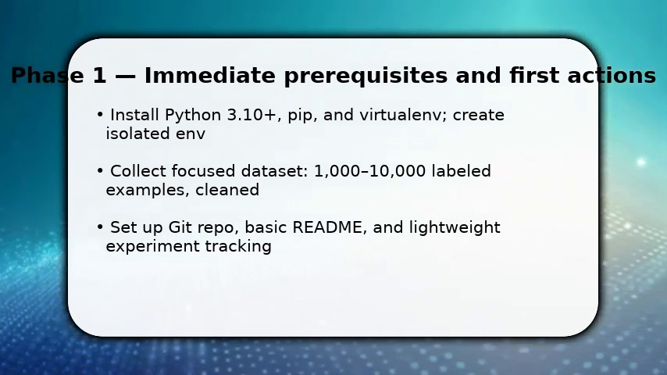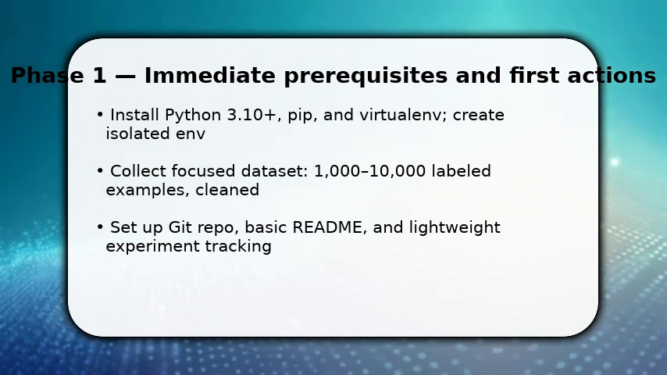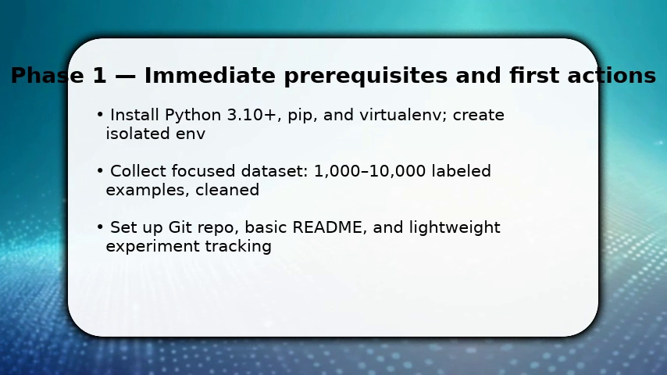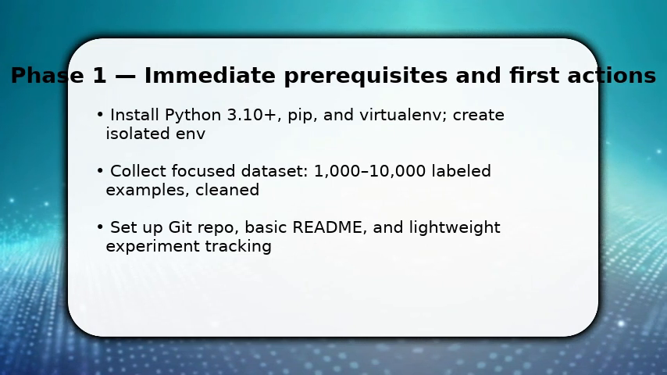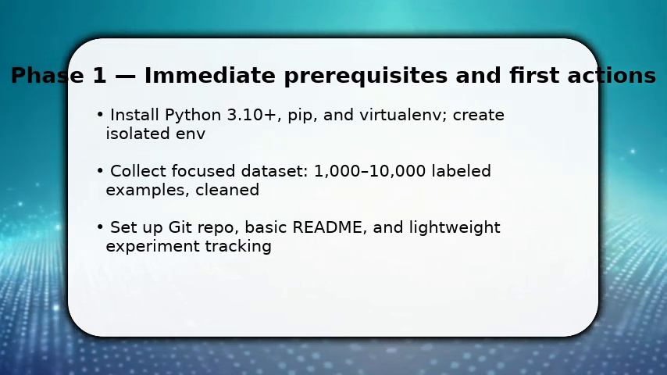Make sure to initialize a Git repository and add a simple README and experiment tracking so you can roll back. This gets you working code, reproducible runs, and a dataset ready for modeling without wasted setup time.